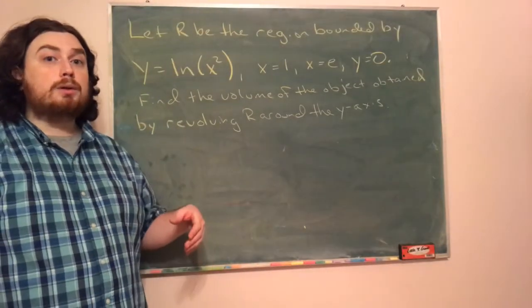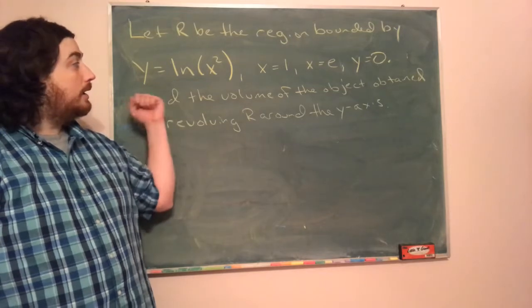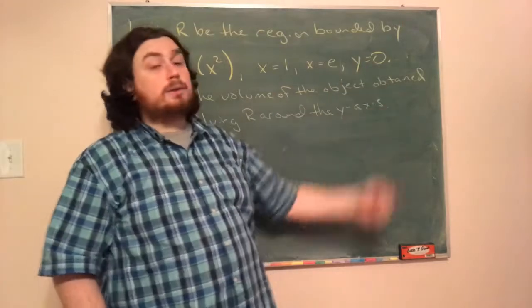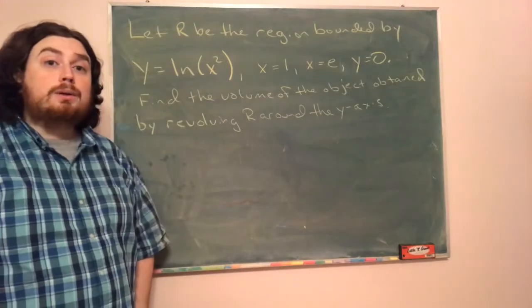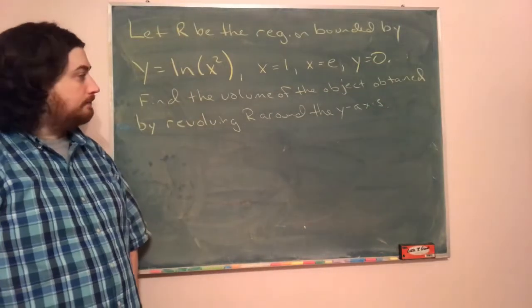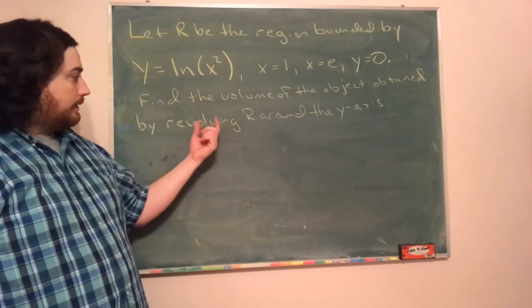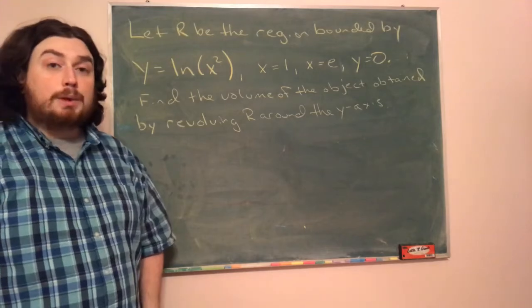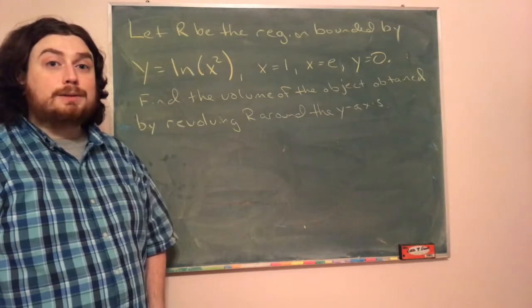In this problem we're going to find the region bounded by y equals natural log of x squared, x equals 1, x equals e, and y equals 0. And we're going to create a three-dimensional object by revolving that region around the y-axis. What we want to do is find the volume of the object.